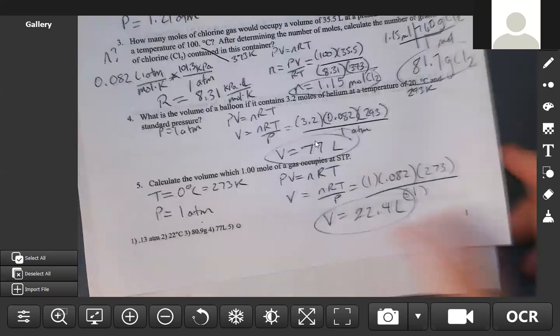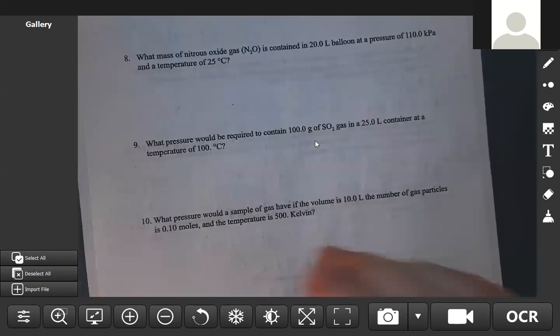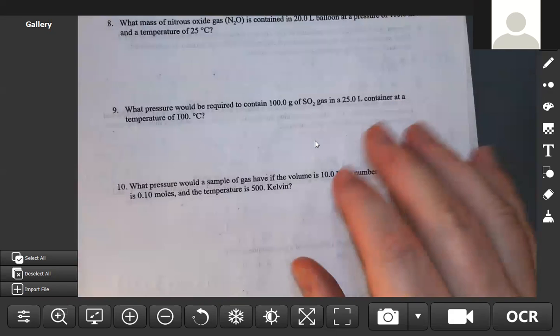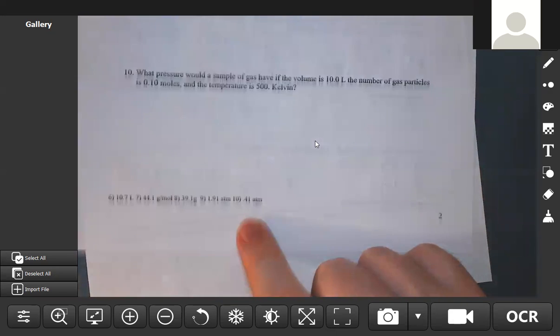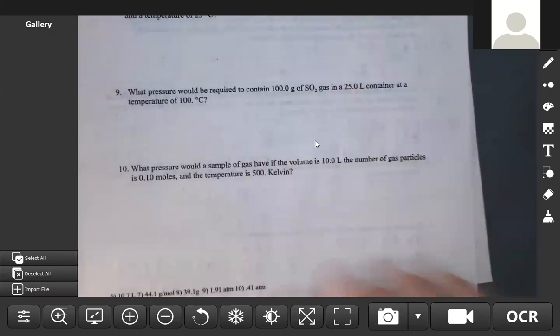All right, so I think for the homework, I'm going to also suggest working the back. So that'll end up being, I think, 10 problems. The answers are at the bottom, so you can check your work on these, but ideal gas law and those other problems are very important to work.